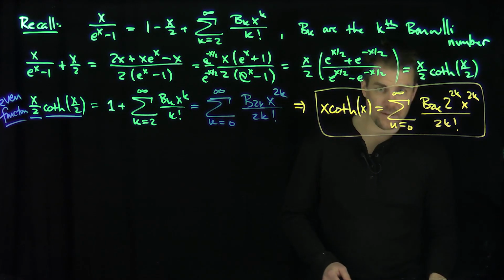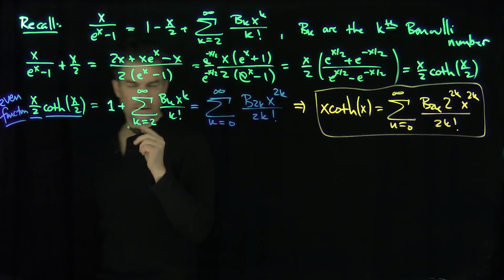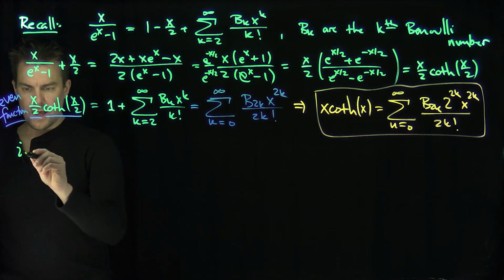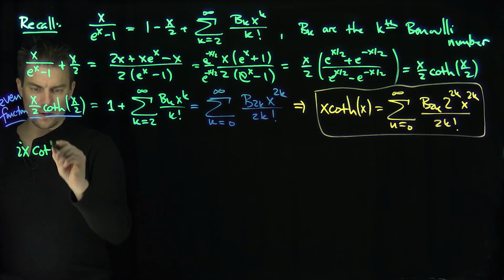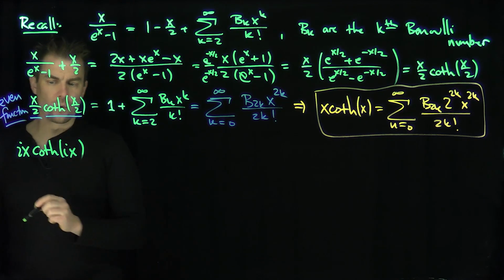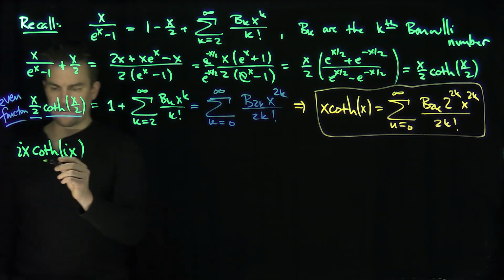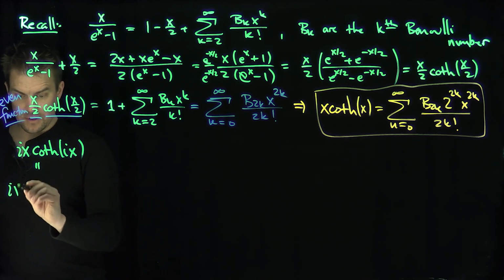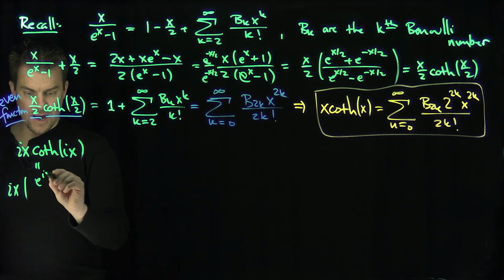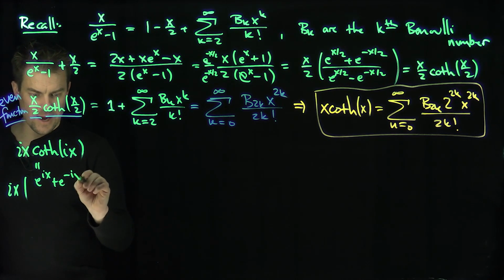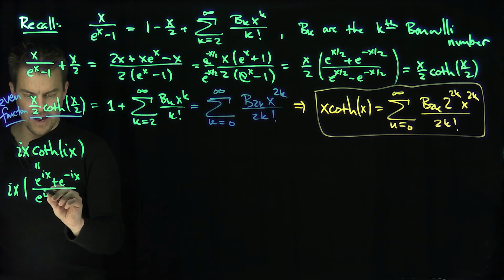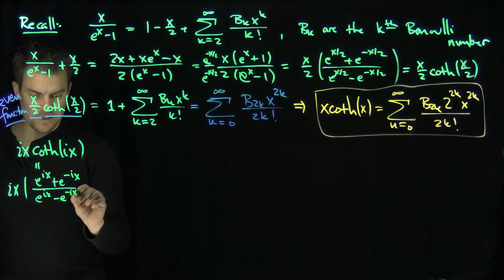Now I can complexify this. So if I plug in ix for x, what will we get? ix hyperbolic cotangent of ix. Well, let's think about what this would be. This is going to be ix times e to the ix plus e to the minus ix over e to the ix minus e to the minus ix, right?